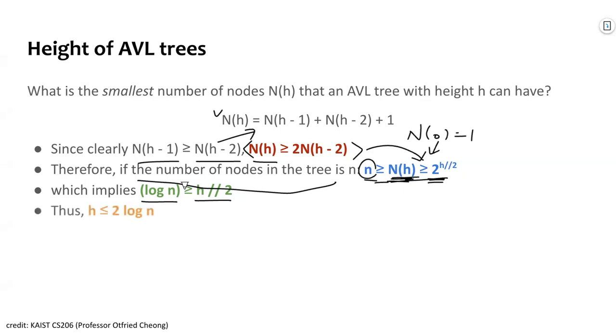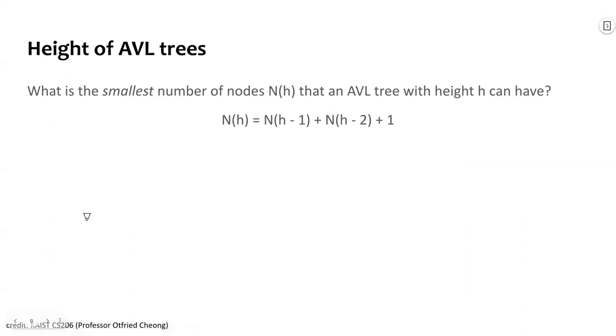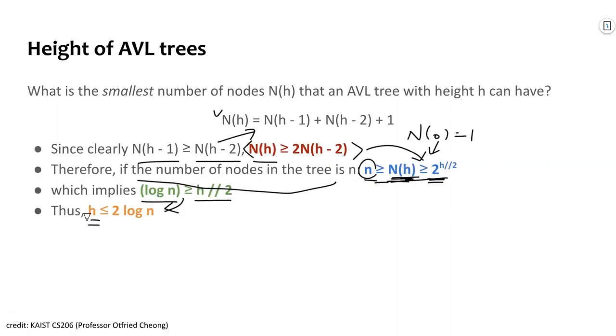And here, we could say h, the height of an AVL tree, is smaller than 2 times log n. So you just swap the right and left position, then you could say h is smaller than 2 times log n. So it's simple math. So we could say the time complexity of an AVL tree is log n, because the height is smaller than 2 times log n. So this is how we calculate the time complexity of an AVL tree.